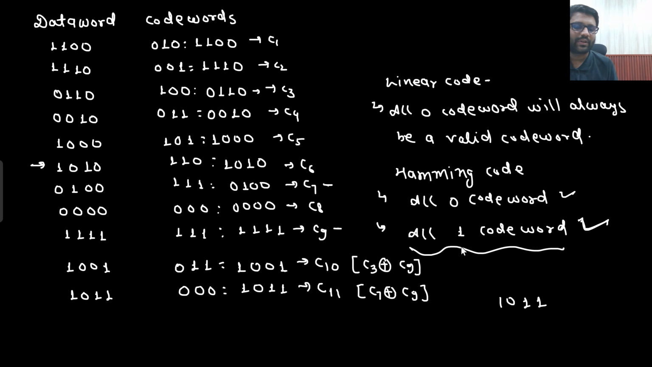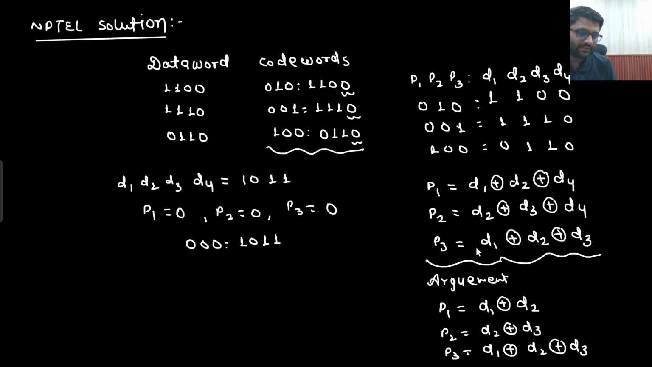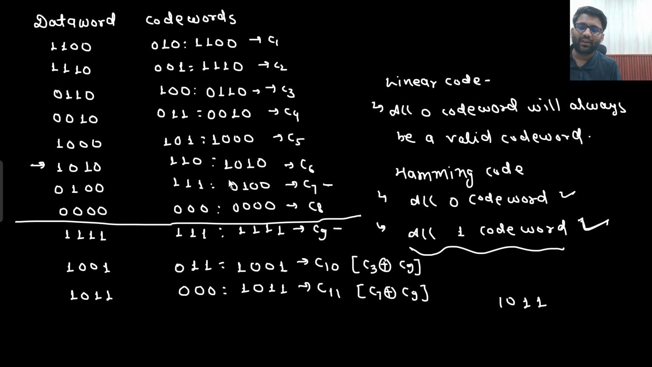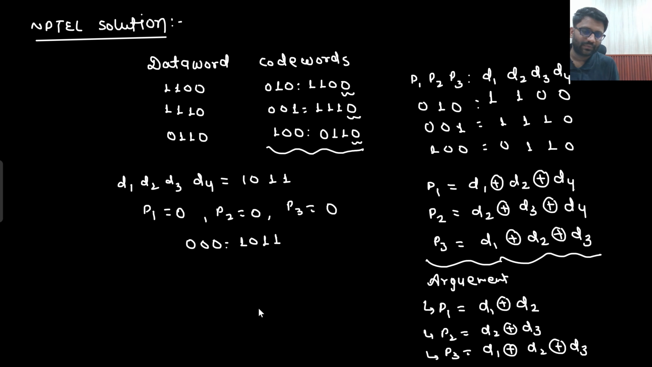And if I don't use this property, forget about this property, if I don't know that the all-ones code word would also be a valid code word, then all these code words would be satisfying these P1, P2, P3 conditions. What I mean to say is that you take any code word. Let's say I take this code word 0010. What would be the parity bits? D1 XOR D2 would be 0. D2 XOR D3 would be 1. And D1 XOR D2 XOR D3 would be 1. So parity bits would be 0, 1, 1.